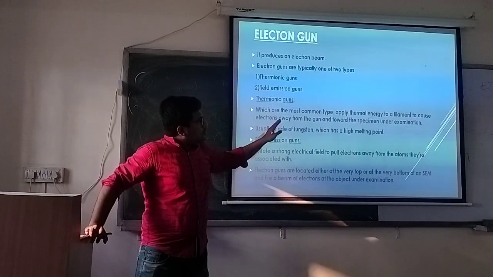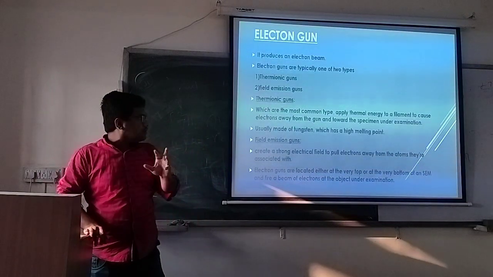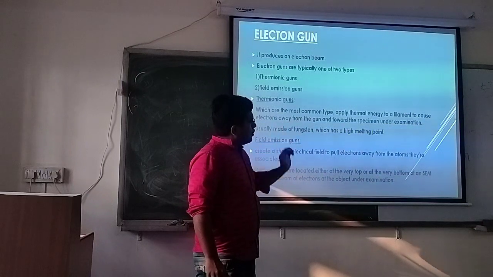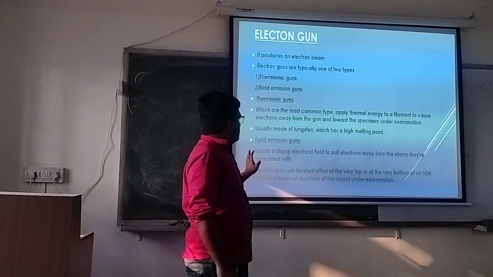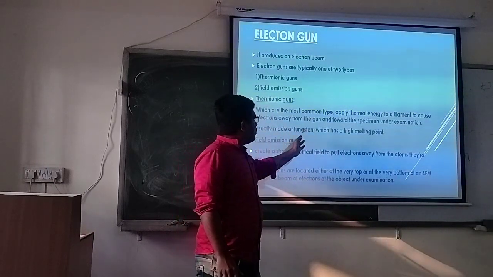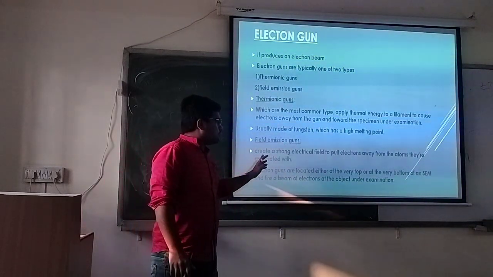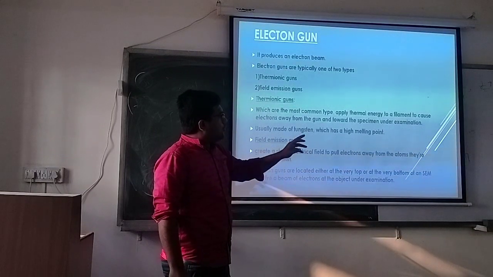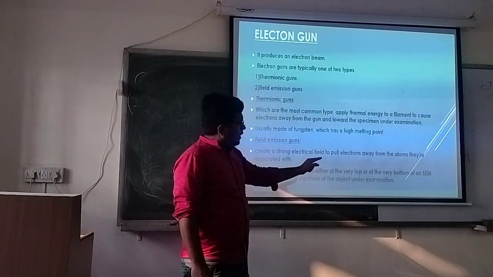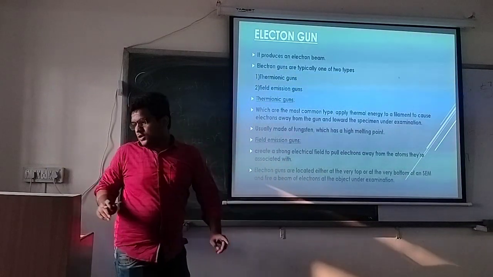Thermionic guns, which are the most common type, apply thermal energy to a filament, usually made of tungsten, to cause electrons to move away from the gun and towards the specimen under examination. As we know, the filament is made of tungsten, which has a high melting point. The second type, the field emission gun, creates a strong electric field to pull the electrons away from the atoms they are associated with. The electron guns are located either at the very top or very bottom of the SEM and fire a beam of electrons at the object under examination.